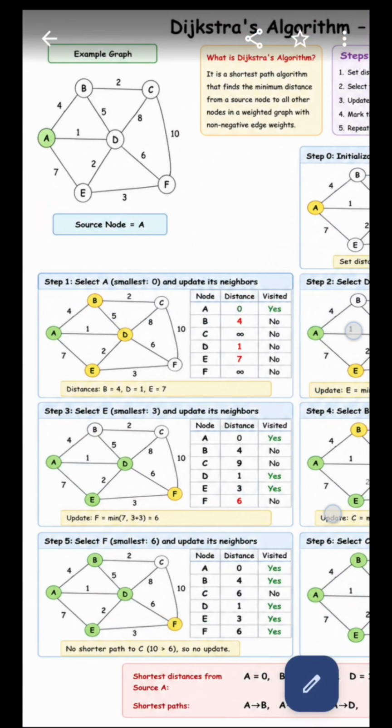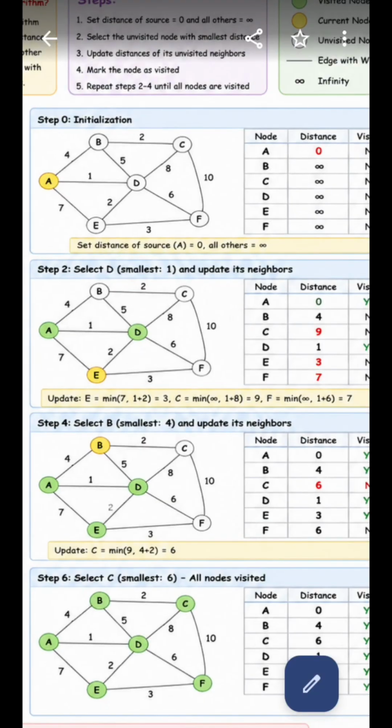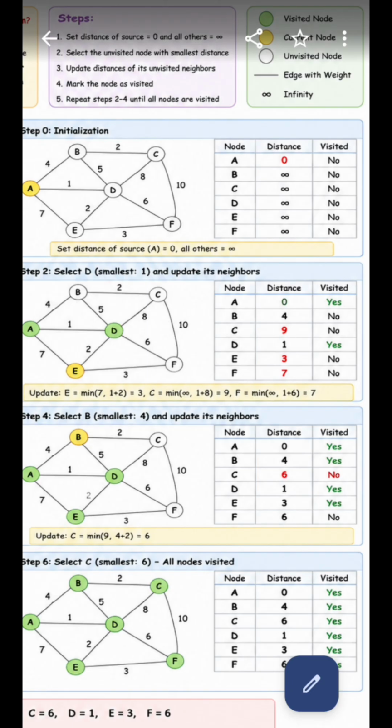And in step 2, we are going to visit from A to D. A to D is 1, which is the smallest distance, because if we want to traverse to D, the distance is 1 only, which is smaller, so we are marking it as 1. So from A to D it is 1 and we are marking it as visited.